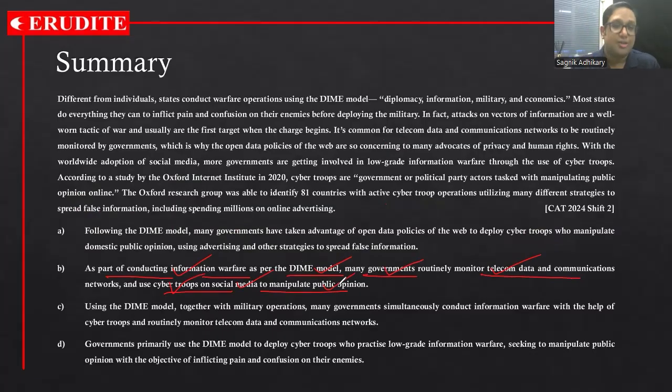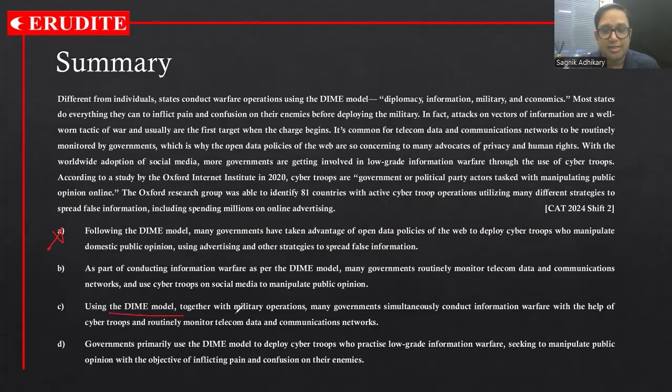B covers all the aspects, all the premises that we had noticed in the passage, when A misses out one of them, which is the monitoring of telecom data that we have over here, which means that compared to B, A is inferior. So we can rule out A. Let us not qualify B yet. Let's see if we find an even better choice.